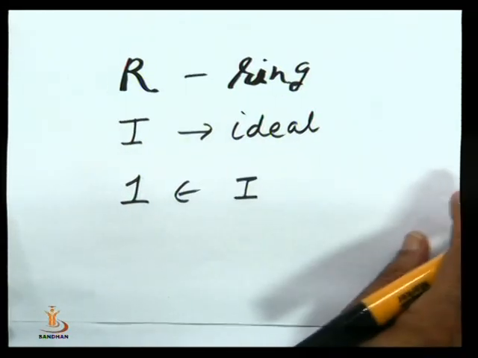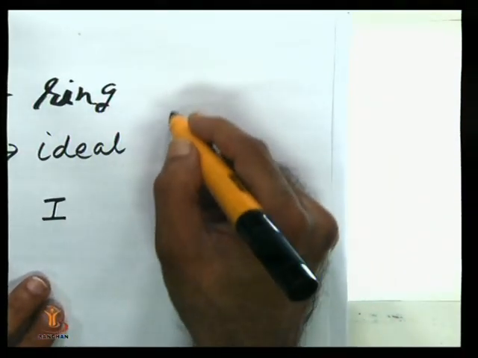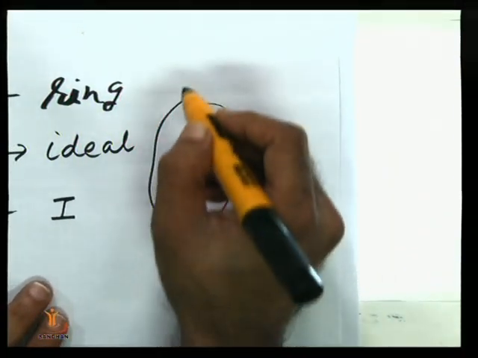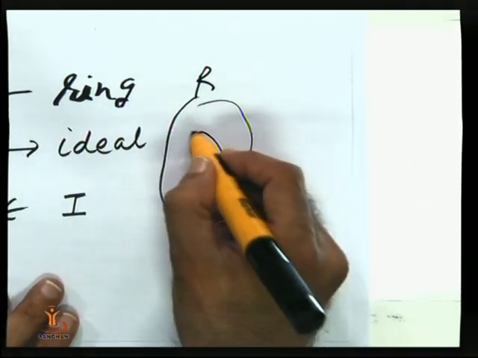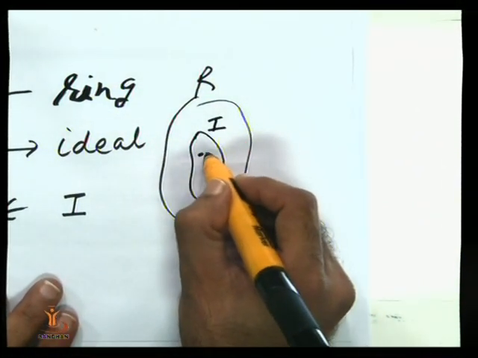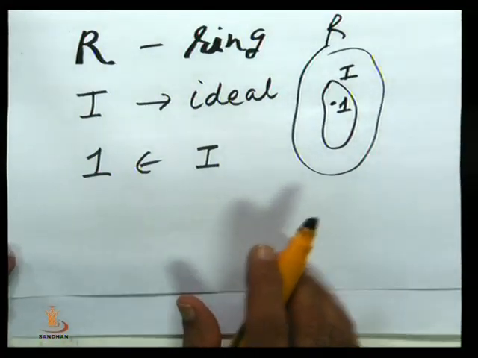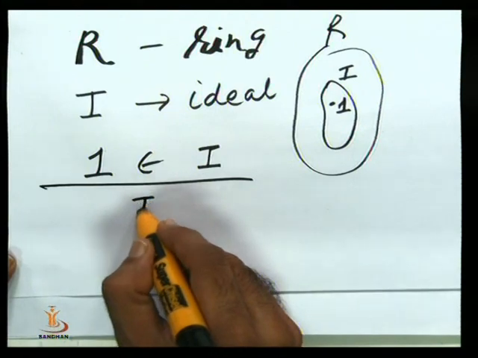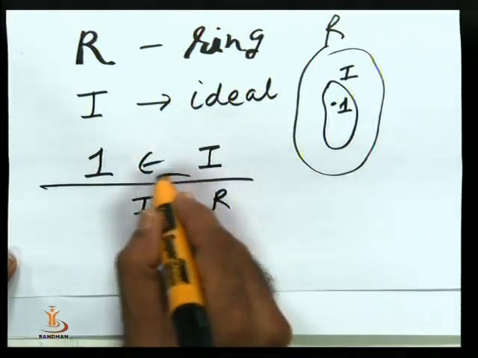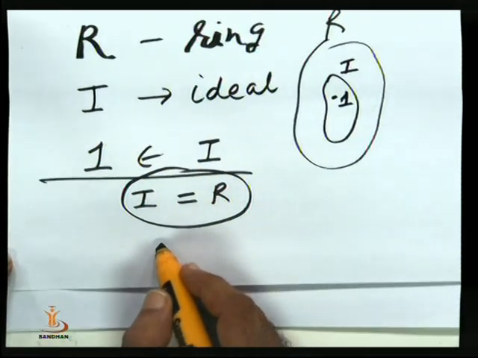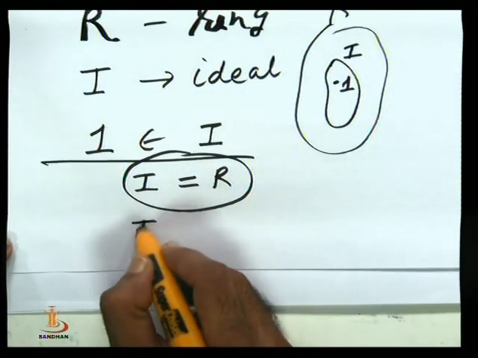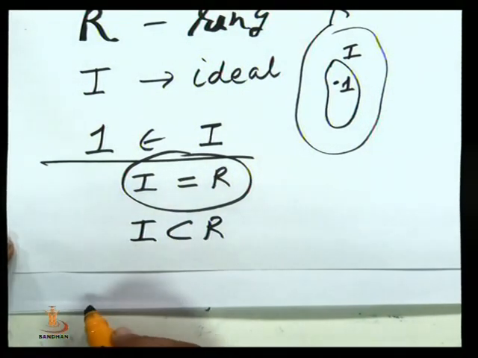So it's a situation like this. This is R, this is I, and I has 1 inside it. Okay, we want to show that I is equal to R. So this is our target, I equal to R. Okay, it's very trivial, the first part, that I is a subset of R.